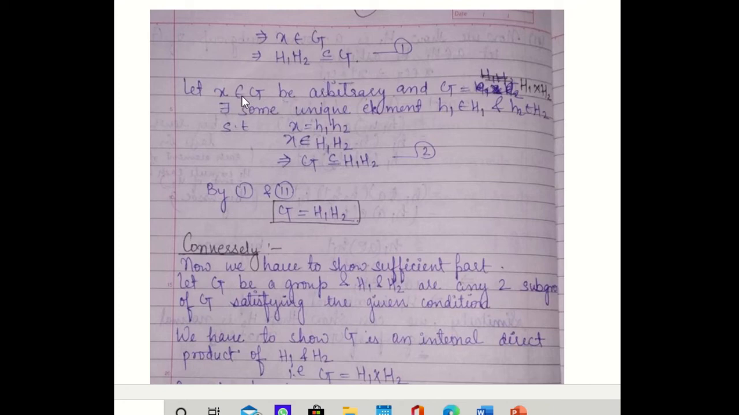So now let x belong to G be arbitrary, and G is equal to H1 cross H2. So this implies there exist some unique elements h1 belonging to capital H1 and h2 belonging to capital H2 such that x is equal to h1 h2. So small x, which is taken from G, will be in H1 into H2. So G is contained in H1 H2. And previously we have proved that H1 H2 is contained in G. So combining 1 and 2, we get G is equal to H1 into H2.